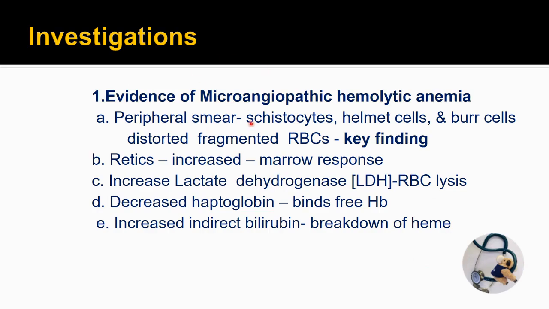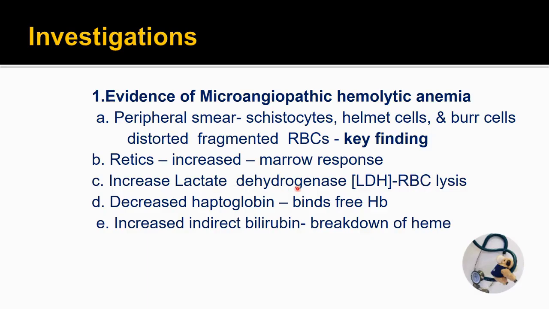Now investigations. First you see the evidence of microangiopathic hemolytic anemia. So the evidence will be shown by a peripheral smear. Here you will get schistocytes, helmet cells, burr cells, distorted fragmented RBCs, and those are the key finding. After that, reticulocyte count will be increased, which is in all hemolytic anemias, that is a marrow response. And then there is increased lactate dehydrogenase, because in the hemolysis the RBC is getting lysed, and LDH is present in RBC in high concentration.